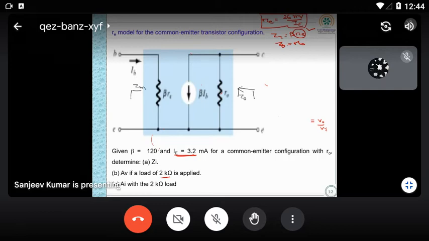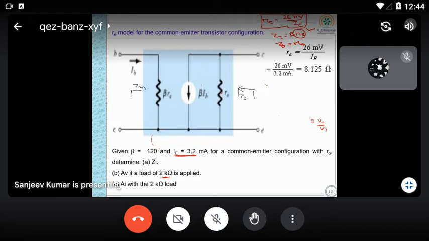Simple thing, because your voltage gain you already know: RL by RE. The only thing not known to you is the RE value, so you have to find it out. RE value is 26 millivolt by IE, which is 26 millivolt divided by 3.2 milliampere. So it will be 8.125 ohm. So this is your RE value.